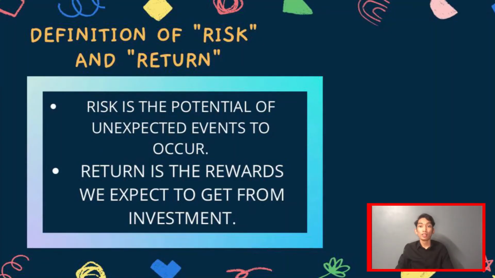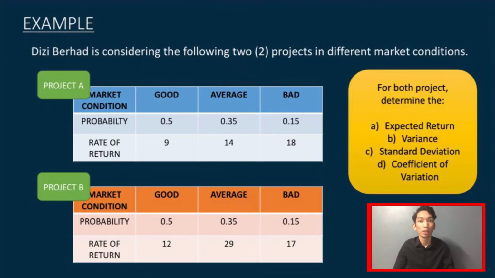Risk. Risk is the potential of unexpected event to occur. Return. Return is the reward we expect to get from investment. Now I want to show you the example question of this chapter. Dizzy Berhad is considering the following two projects in different market conditions. They have two tables, which is Project A and Project B.